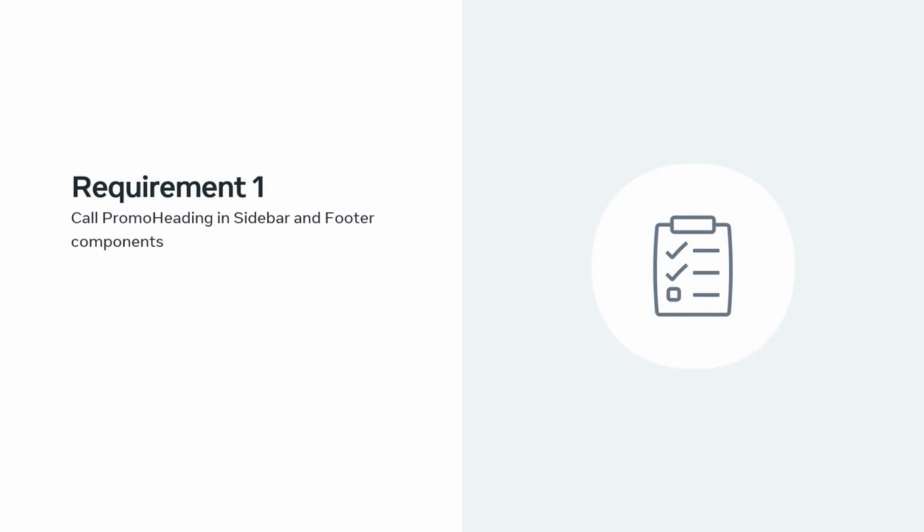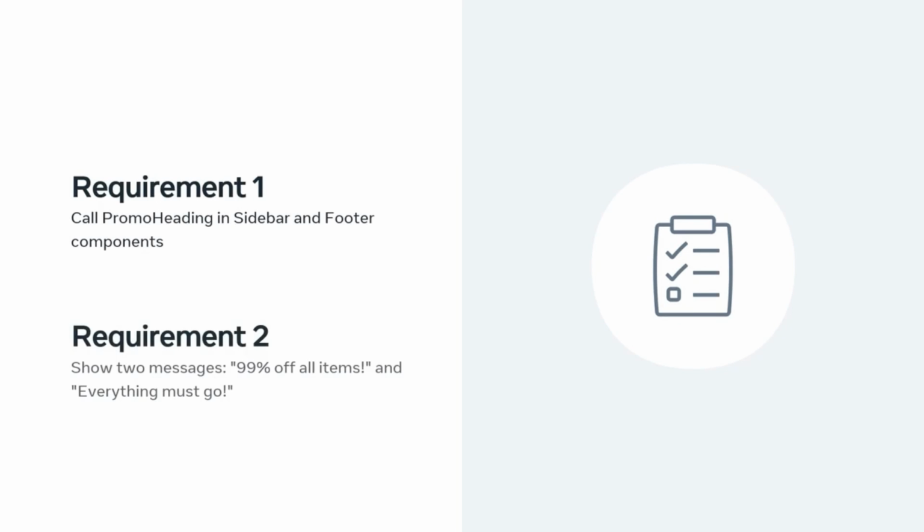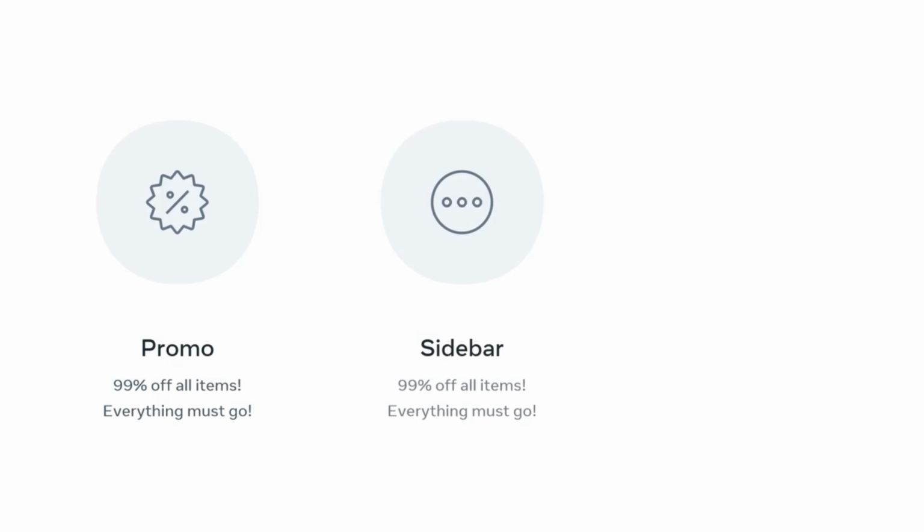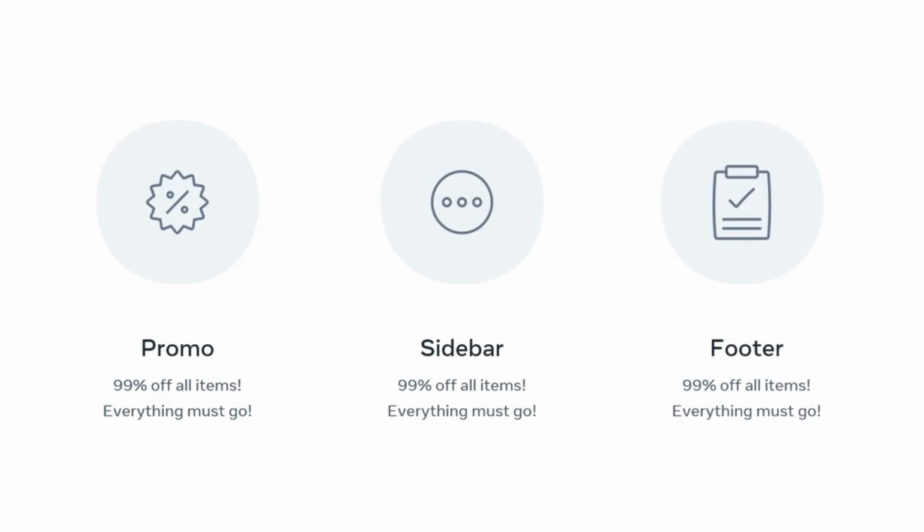This time, your manager asks you to call the promo heading component in the sidebar and footer component of the web app, in addition to the promo component. They also want two messages displayed: 99% off all items and everything must go. These new requirements mean that the approach of updating the child component will not work quite as well. Why is that? Well, it means that you now have to update multiple components with the same data.